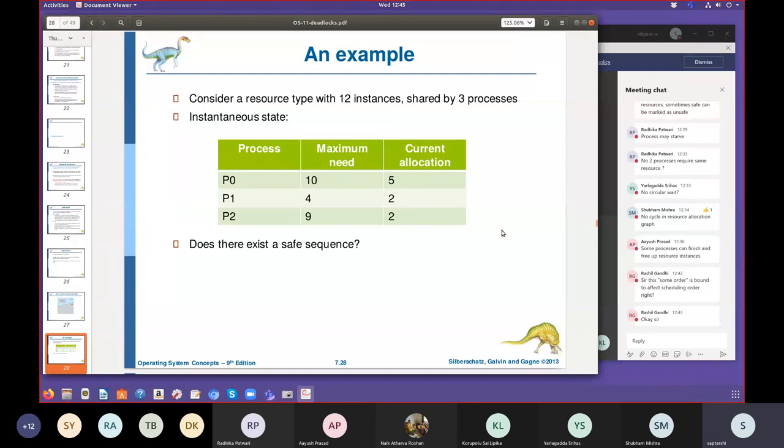Let's say this is the state right now. You have these 3 processes, and in total we have 12 instances. Let's talk about only one resource type. We have 12 instances of that resource type, and there are these 3 processes. They have declared their maximum need 10, 4, 9, and current allocation is 5, 2, 2. Now the question is: is this state safe? Does there exist a safe sequence?